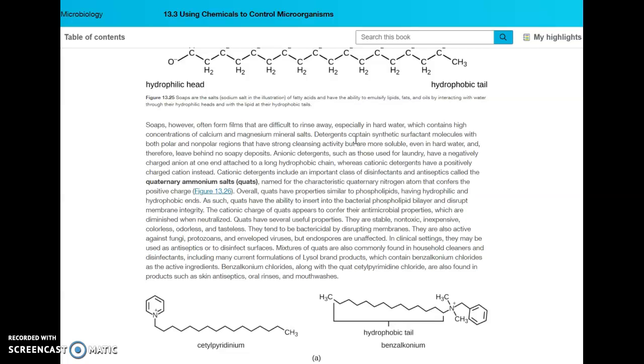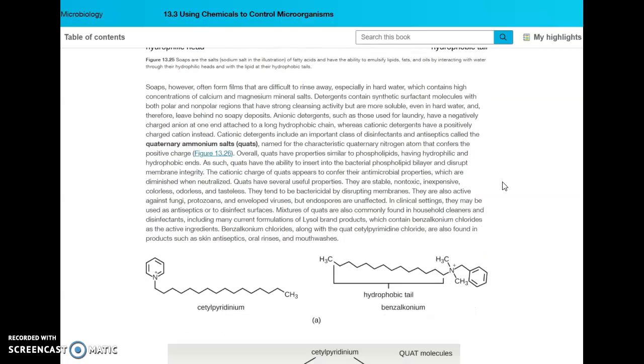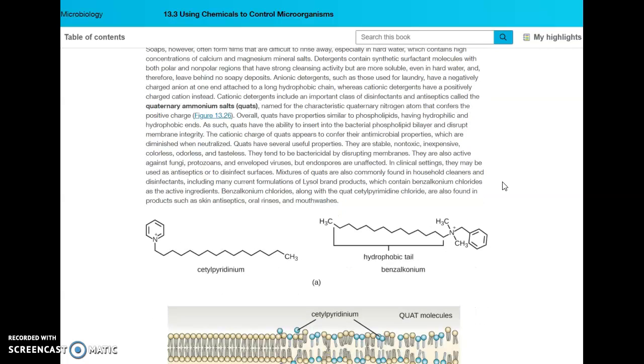Detergents often contain synthetic surfactants and are more soluble in water and don't leave behind any type of residues. Anionic detergents are what we find in laundry detergents. They have a negatively charged anion at one end, and then cationic detergents have a positively charged end. Cationic detergents include a particular class called the quats, or quaternary ammonium salts.